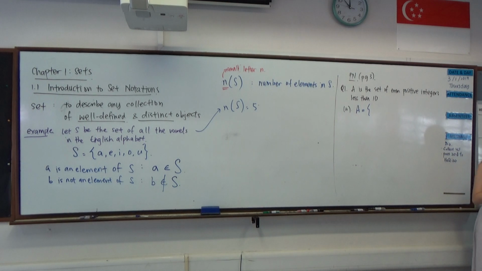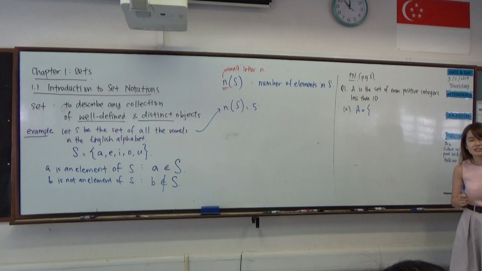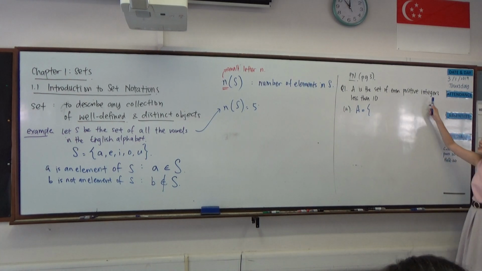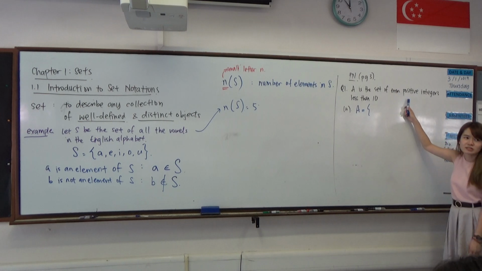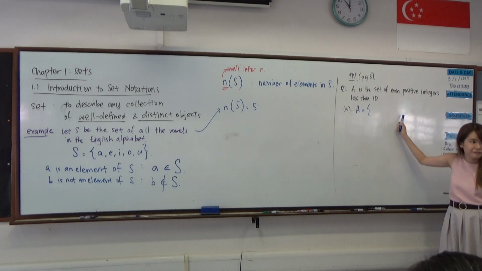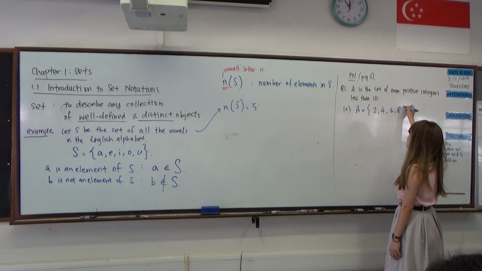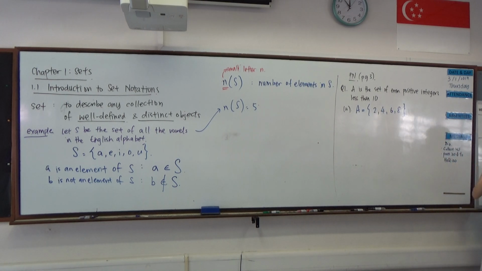Is 0 a positive even integer? No, but they treat it like that. Okay, 0 is even, 0 is an integer, but it is not positive, neither is it negative. Okay, so therefore it is 2, 4, 6, 8. Right? In this case, it says less than 10, so does not equal 10.